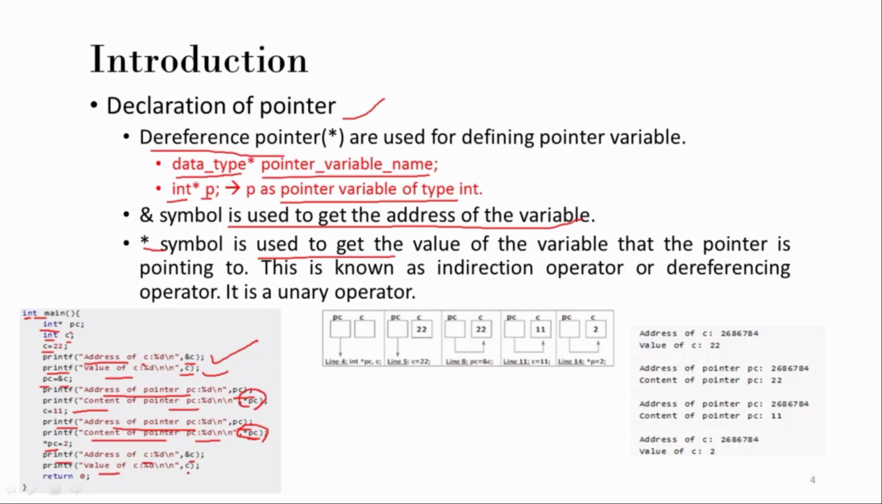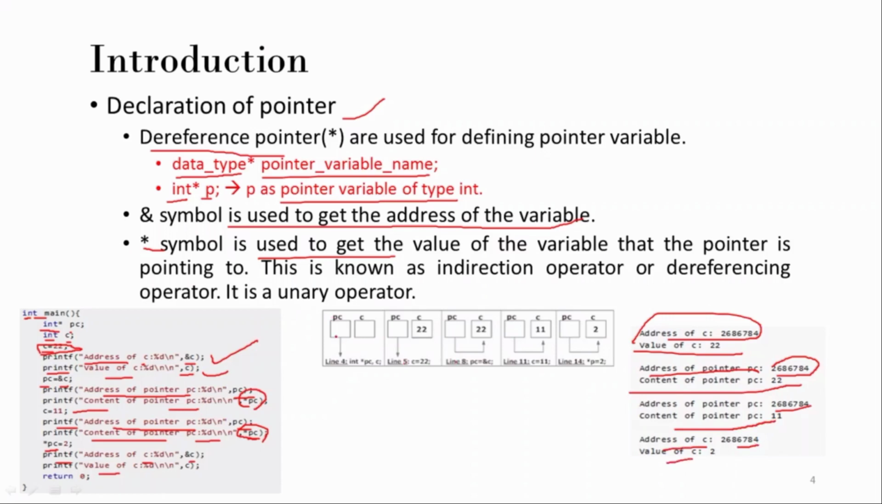Here we see that the address of c is this, and the value of c is 22. First we initialize c equal to 22. Then the address of pointer pc is this, and the content of pointer pc, taking the pointer variable pc, is 22. Next, the address of pointer pc is here and the content of pointer pc is 11, and the address of c is this, and the value of c is 2.